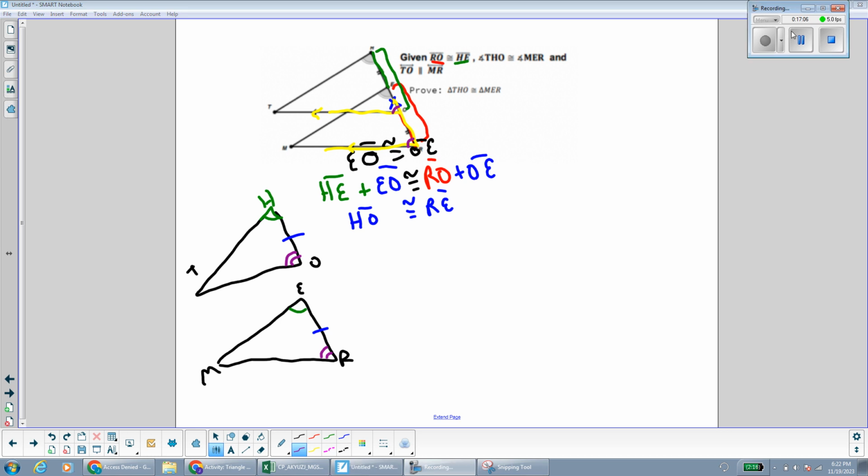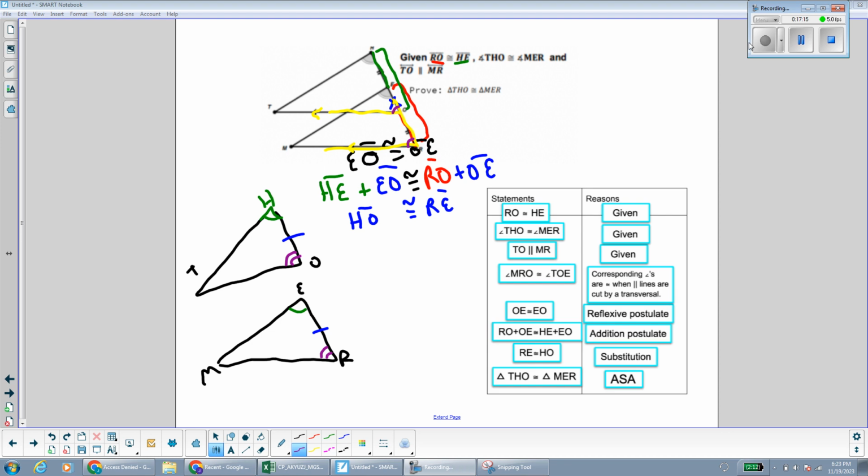Please pause the video and try to write up the proof yourself. Make sure to get the addition into your proof, as well as the congruent corresponding angles. Feel free to pause the video so you can take a better look at the statement reason chart fully written out for this proof, because I am going to go on to the next one.